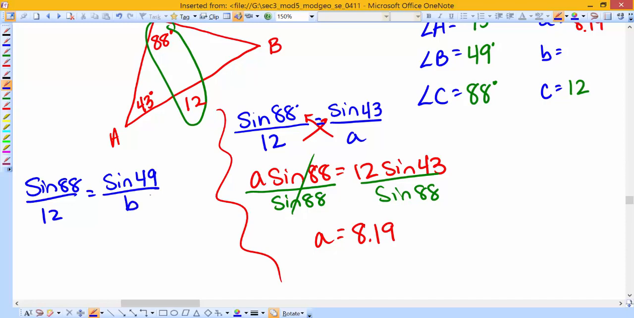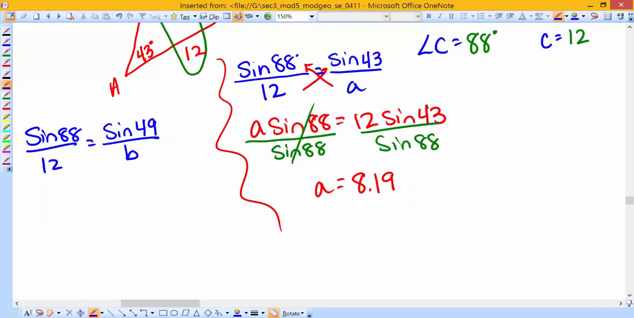I'm going to go through the cross multiplication again. I'm going to leave out some of the work. I'm not going to show some of that mental math. If you remember when we did SOHCAHTOA, I can multiply by the 12 here, and then the sine and the B are going to switch. So B is going to equal 12 times the sine of 49 divided by the sine of 88.